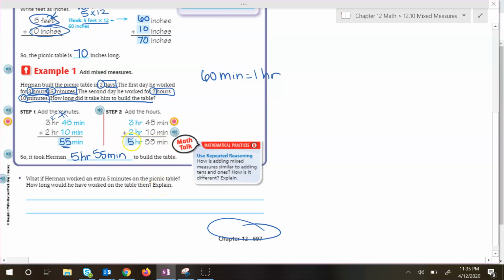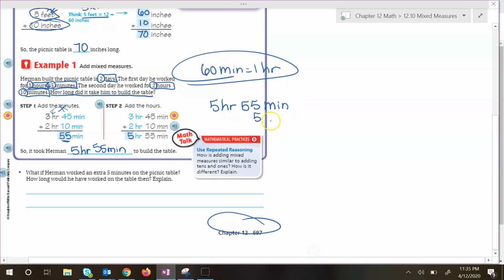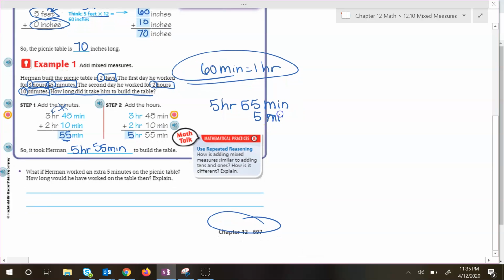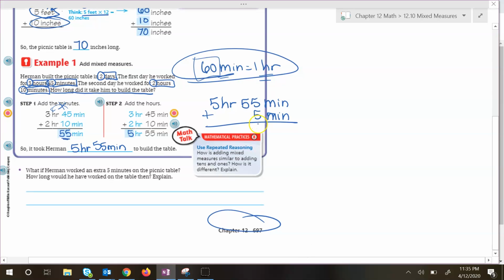Now, again, we have 5 hours and 55 minutes. And again, this is really important, because if you add 5, excuse me, I made a little mistake, 55 minutes. If we add 5 minutes here, we know that because there are 60 minutes in 1 hour, this would give us 60 right here.